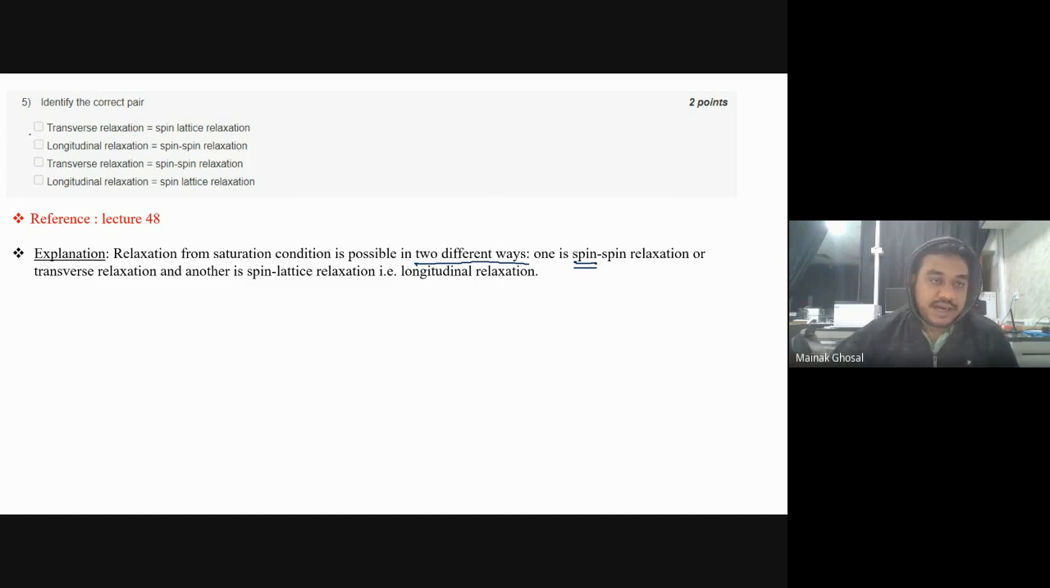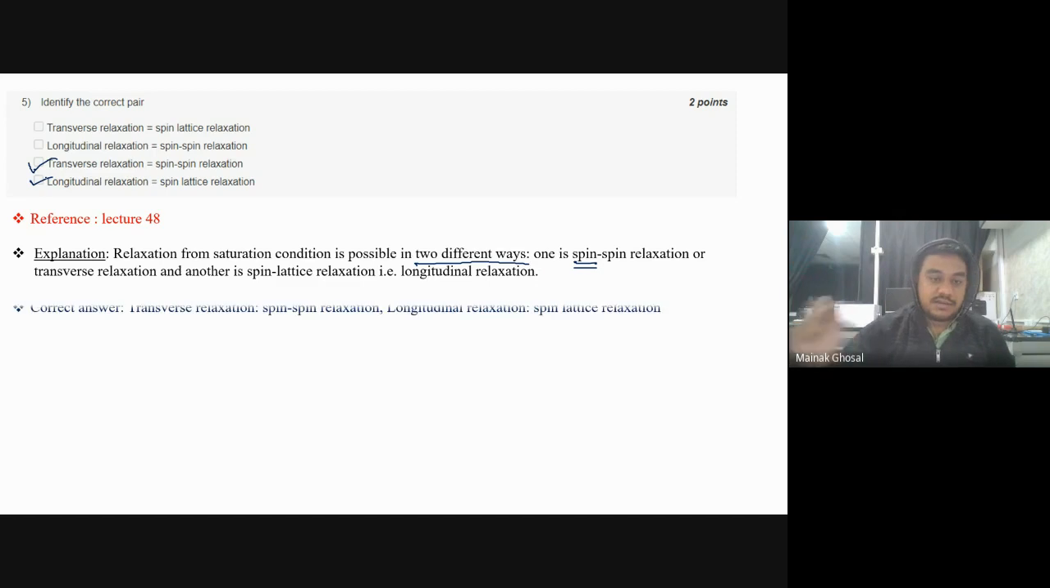So you have to find the correct pair here. Transverse spin lattice, no, longitudinal spin. These two are wrong. So transverse is the spin and longitudinal is the spin lattice. So this is the correct answer: transverse is the spin relaxation and longitudinal is the spin lattice relaxation.